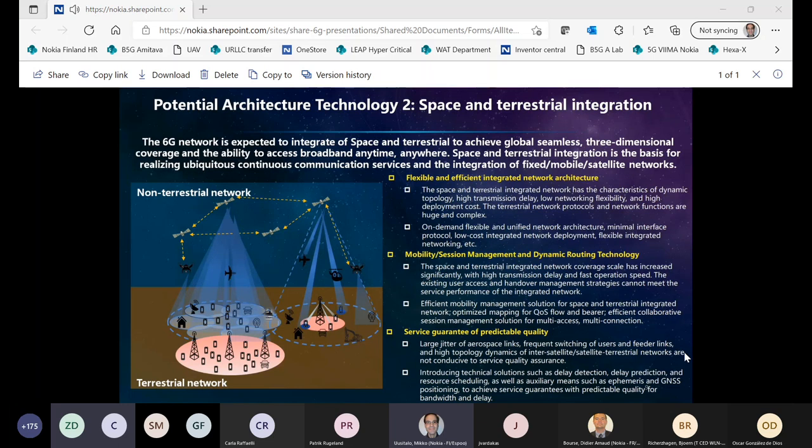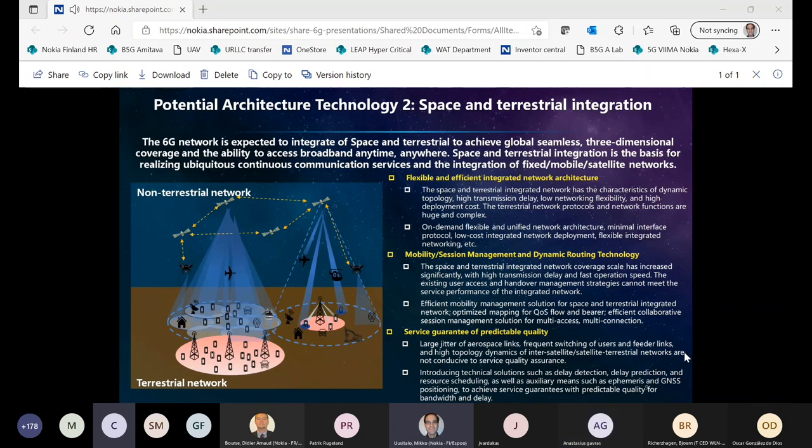The multiple accesses of the space and the terrestrial also have an impact on the architecture design. In the future, the network is expected to support global seamless, three-dimensional coverage and the ability to access broadband anytime and anywhere. The integration of space and the terrestrial is the basis for realizing continuous communication between different accesses. We need to study a flexible and efficient integrated network architecture to solve the dynamic topology, high transmission delay, and low networking flexibility, and also study mobility and session management and dynamic routing technology to solve the problem of frequent handover caused by the fast speed.